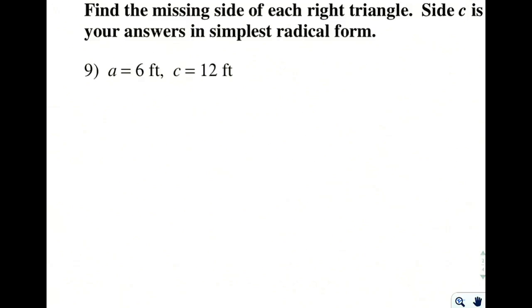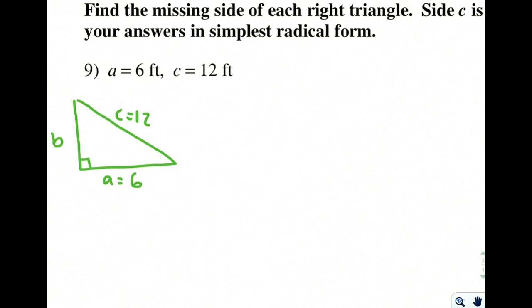I always like to work with pictures. I find it a little bit easier, so let's go ahead and draw ourselves one. So here's our right triangle. So this is side C, which is 12. We have side A, we'll say over here, which is 6, and then we have side B, and we don't know what B is. But I do know that a squared plus b squared is c squared, so 6, which is a, squared plus b, which is unknown, equals c squared, which is 12 squared.